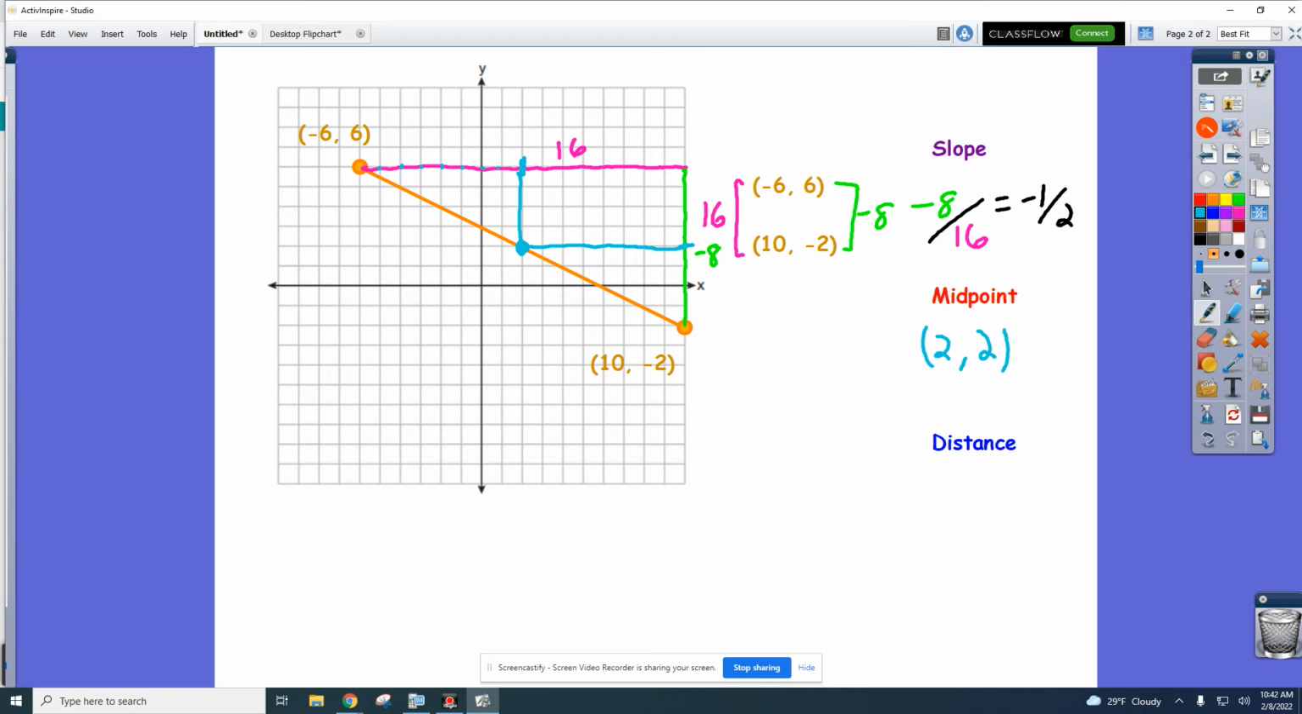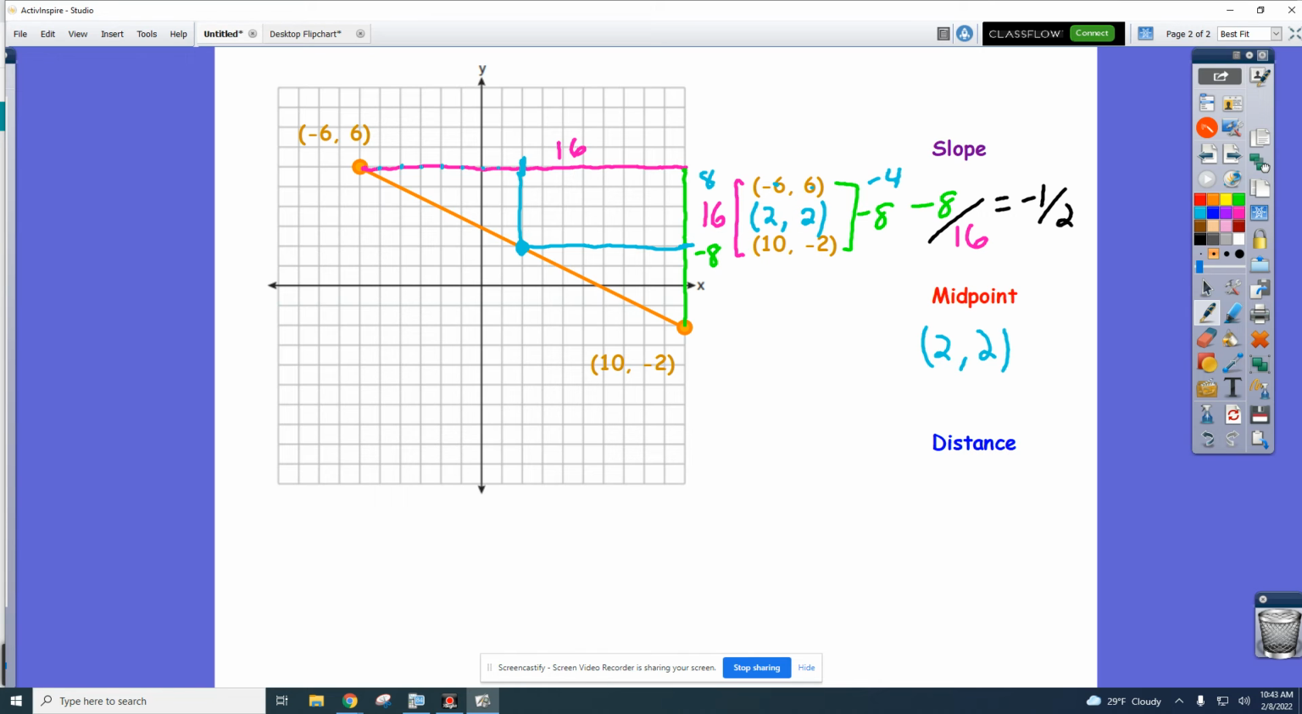If we don't have a grid, we could split the 16 in half, that's 8. Split the negative 8 in half, that's negative 4. Negative 6 plus 8 is 2. 6 plus negative 4 is 2. So you could also do it that way.